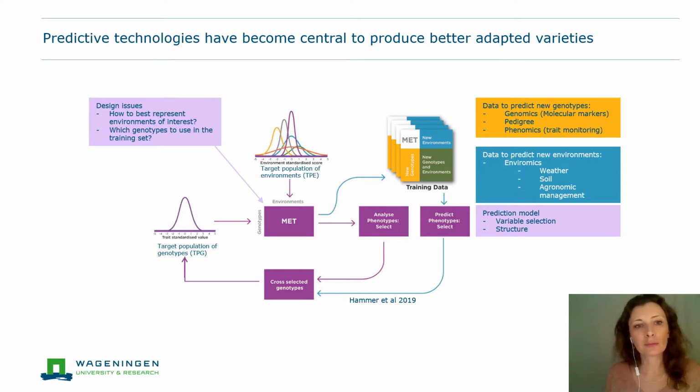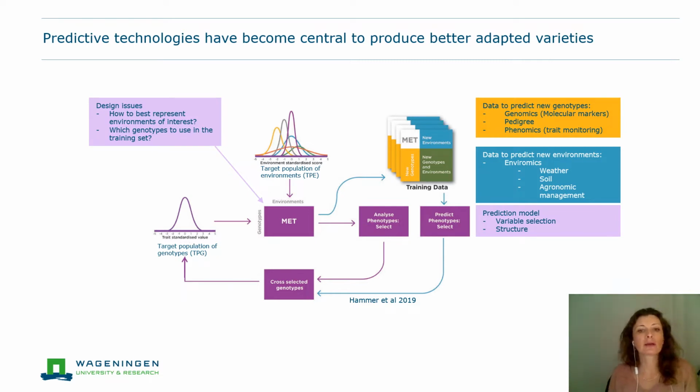Modern plant breeding programs increasingly rely on predictive technologies. This is so central because predictive technology enables breeders to increase the scale of plant breeding programs and therefore increase genetic gain. We already discussed that multi-environment trials are a sample of the target population of environments. In the same way, breeders have a target population of genotypes that consists of the germplasm that is available to their breeding program. A sample of those genotypes is also included in the multi-environment trials.